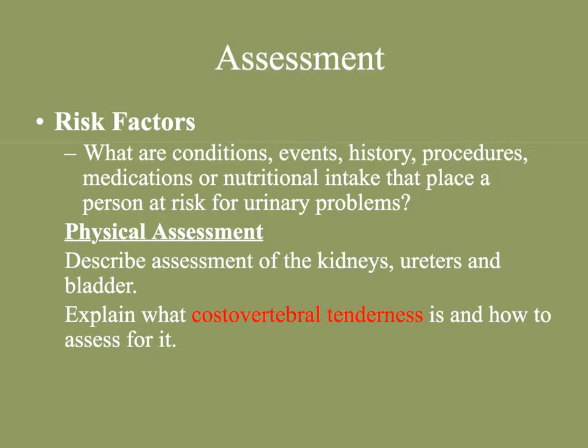Other things as far as the physical assessment is assessing the kidneys, ureter, and bladder, doing an abdominal assessment, so palpation, inspect the abdomen and flank regions while the patient's laying down, looking for any kind of abnormalities, discolorations. Especially in the area of the costovertebral angle. The CVA is located between the lower portion of the 12th rib and the vertebral column.